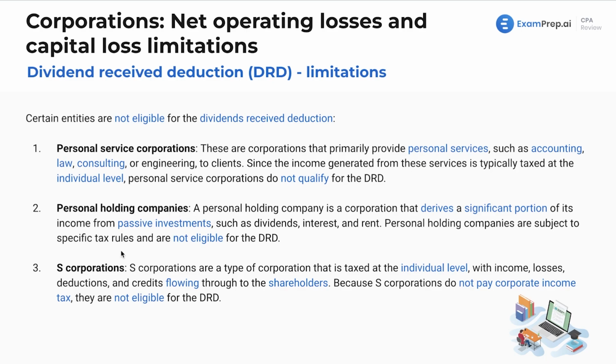Personal holding companies and S-Corps don't apply there as well. I mean, yeah, S-Corps makes sense. It's a flow-through entity. A personal holding company is a corporation that derives a significant portion of its income from passive investments, such as dividends, interest, and rent. Essentially, a shell corporation, and we're not going to let shell corporations take that DRD.